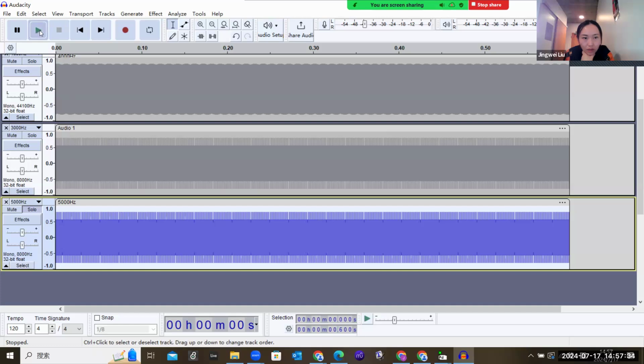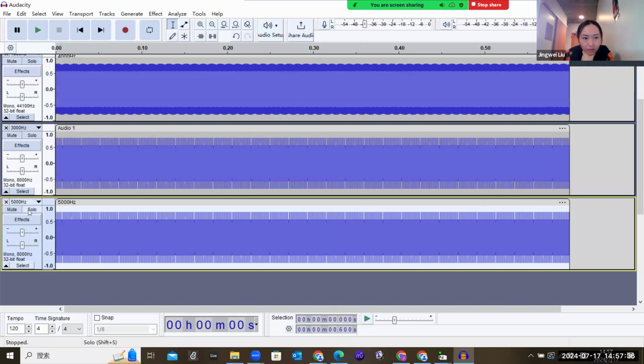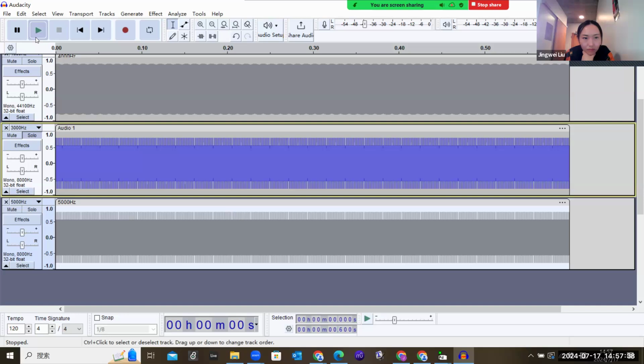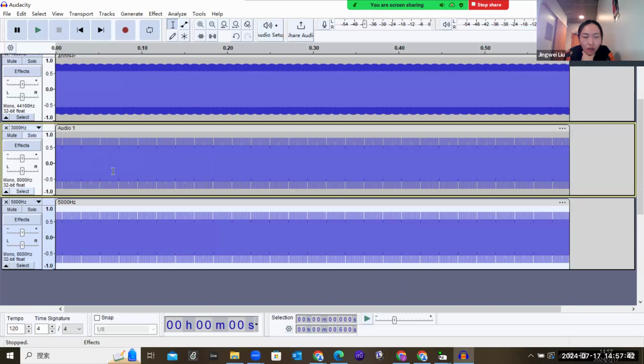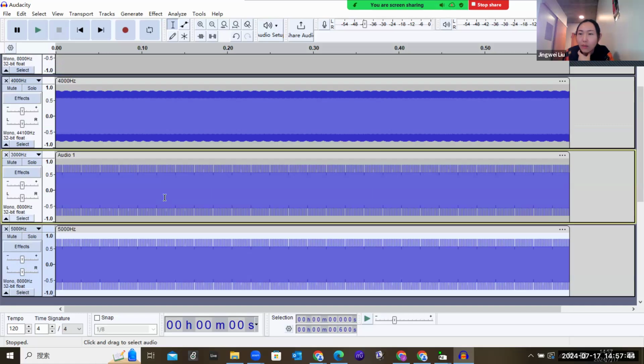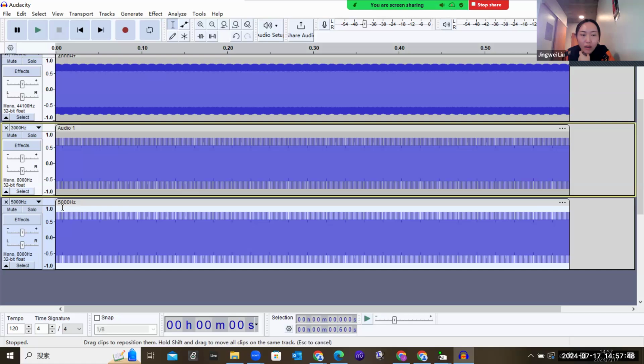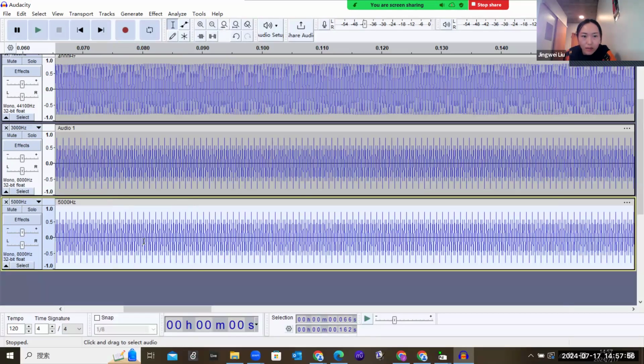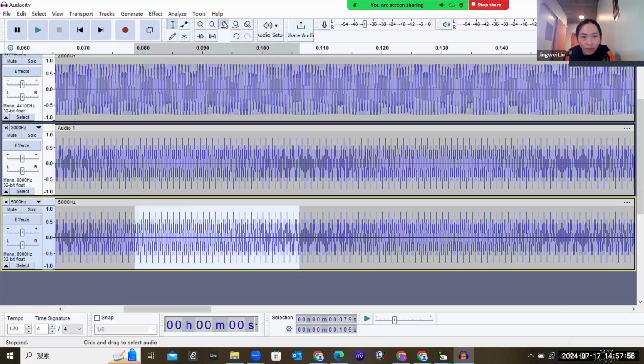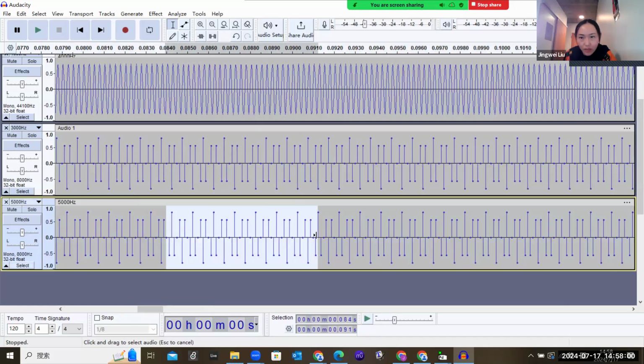So let me listen to this. Okay, so obviously these two tunes actually produce the same sound. But the problem is that what I'm doing here, right? What I want is a 5,000 hertz, but it generates a tune the same as 3,000 hertz. Now let's zoom in and see the waveform. Okay, so you can see the waveform here.